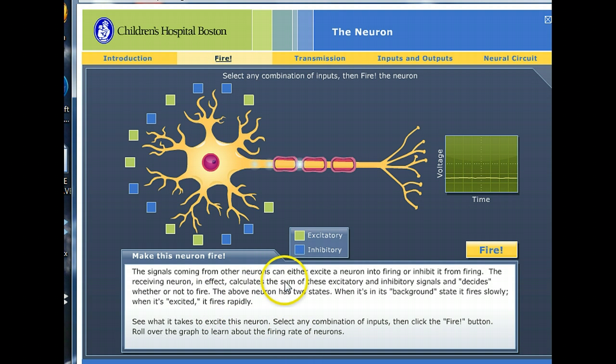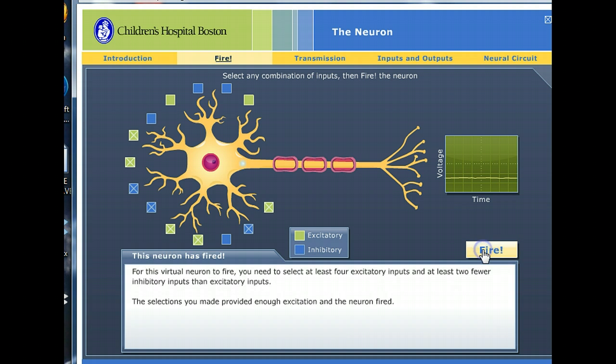So in this case, they are trying to show that the signals coming from other neurons can either excite or inhibit the neuron from firing. The receiving neuron, in effect, calculates the sum of the excitatory and inhibitory signals and then decides whether or not to fire. The above neuron has two states. When it is in its background state, it fires slowly. But then when it gets excited, as I'm showing now, it fires more rapidly. So in this, your nervous system has a way of controlling. Sometimes you need to slow down and sometimes you need to speed up.